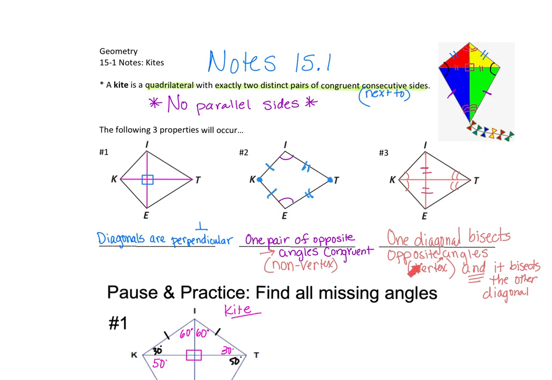And it has one diagonal that bisects opposite angles. So if you look at this diagonal from vertex to vertex, it bisects those angles. In other words, cuts them into congruent parts. Also, the diagonal between the non-vertex angle is bisected. So this piece is equal to this piece.